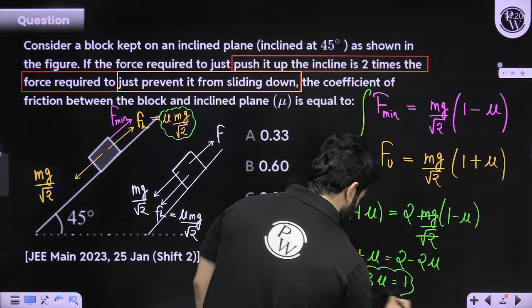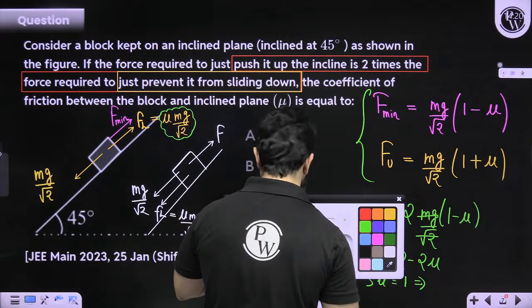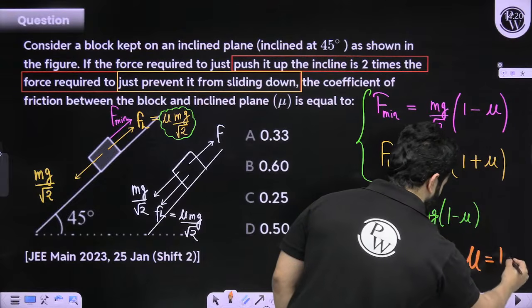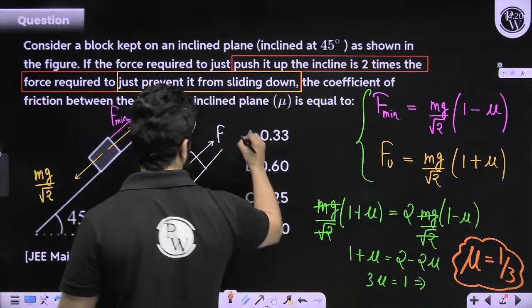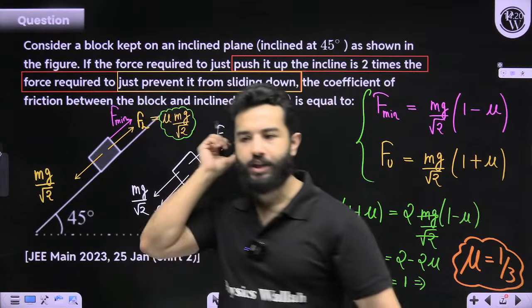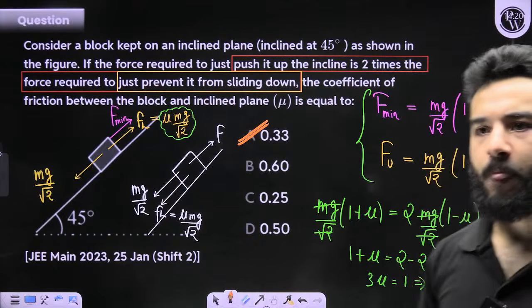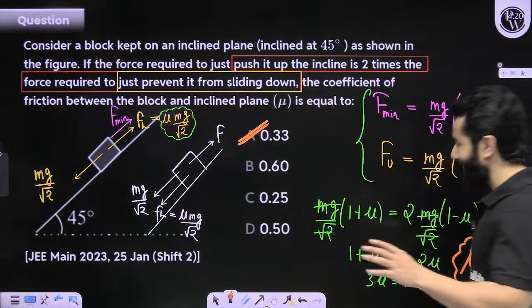And my dear friends, that's it. We have got our answer. Mu will be equal to 1 by 3, which means the answer is A, 0.33. Clear? Is everything fine? Be quick. Let me know in the chat box. Done and dusted?